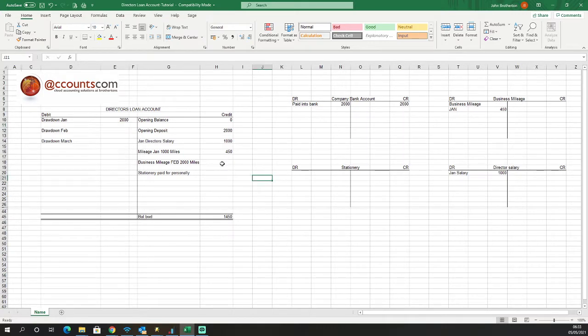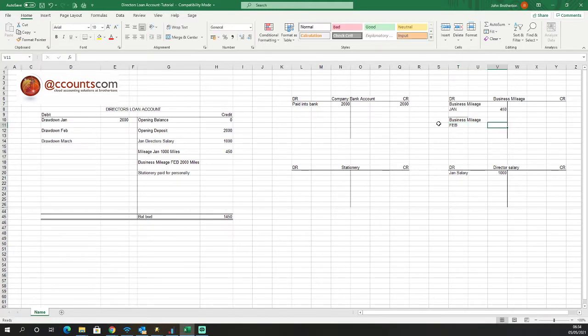So in February, we move into February, and we've done some extra business miles. So we've got another 2,000 business miles. So we're transacting in Feb.